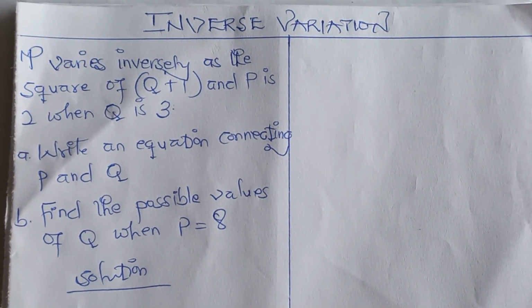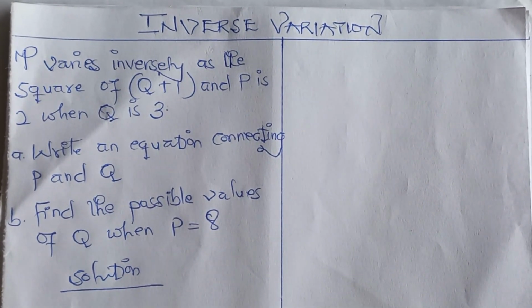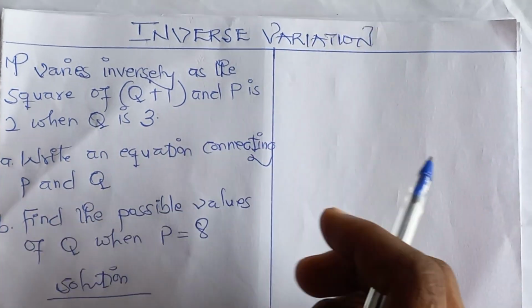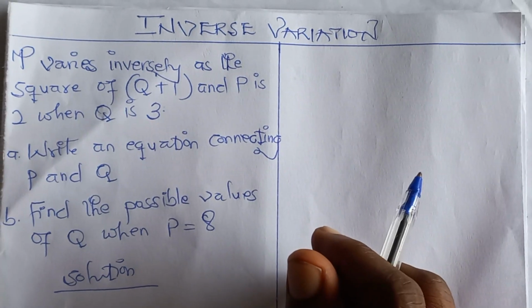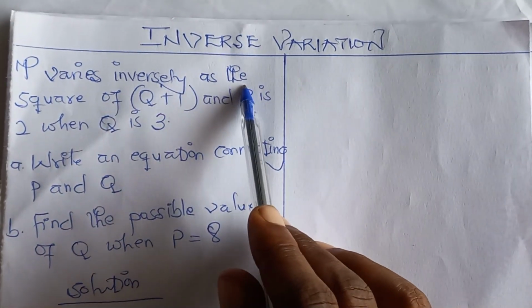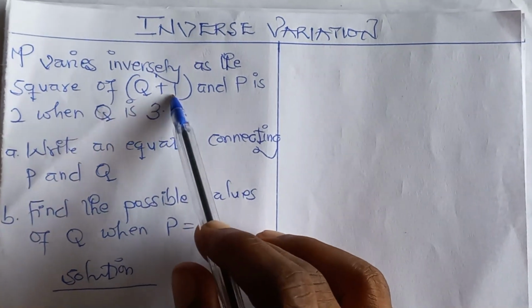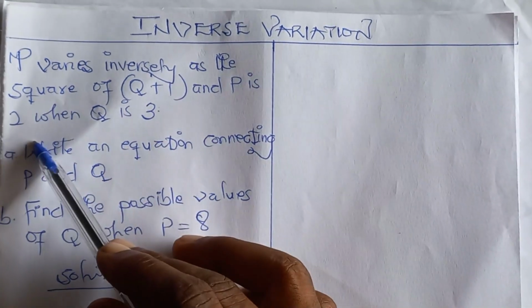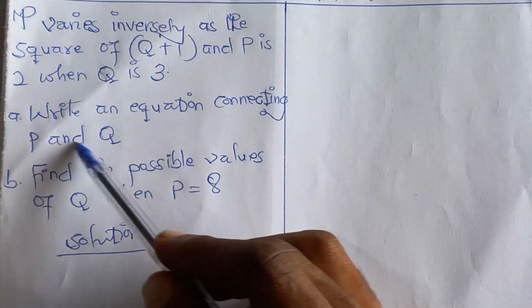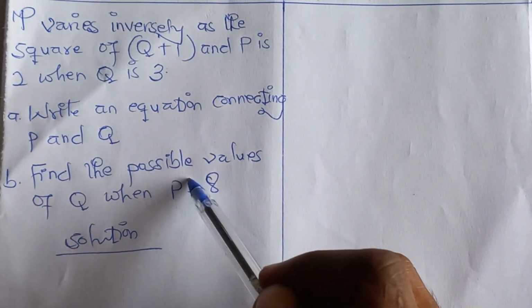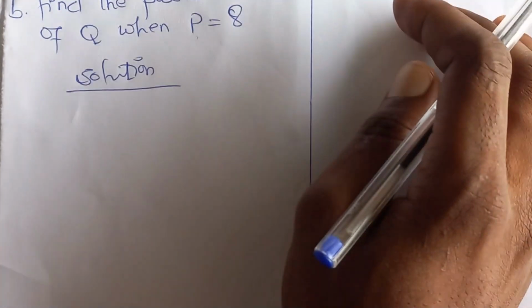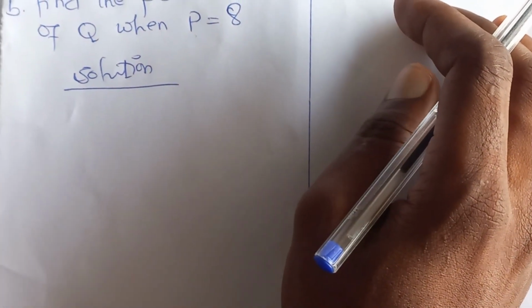So today we are continuing with variation. This is inverse variation. Okay, so I'm going to use this problem to teach you how to tackle inverse variation. And the problem is: P varies inversely as the square of Q plus 1, and P is 2 when Q is 3. A. Write an equation connecting P and Q. B. Find the possible values of Q when P is equal to 8. So this is the question we are going to solve.